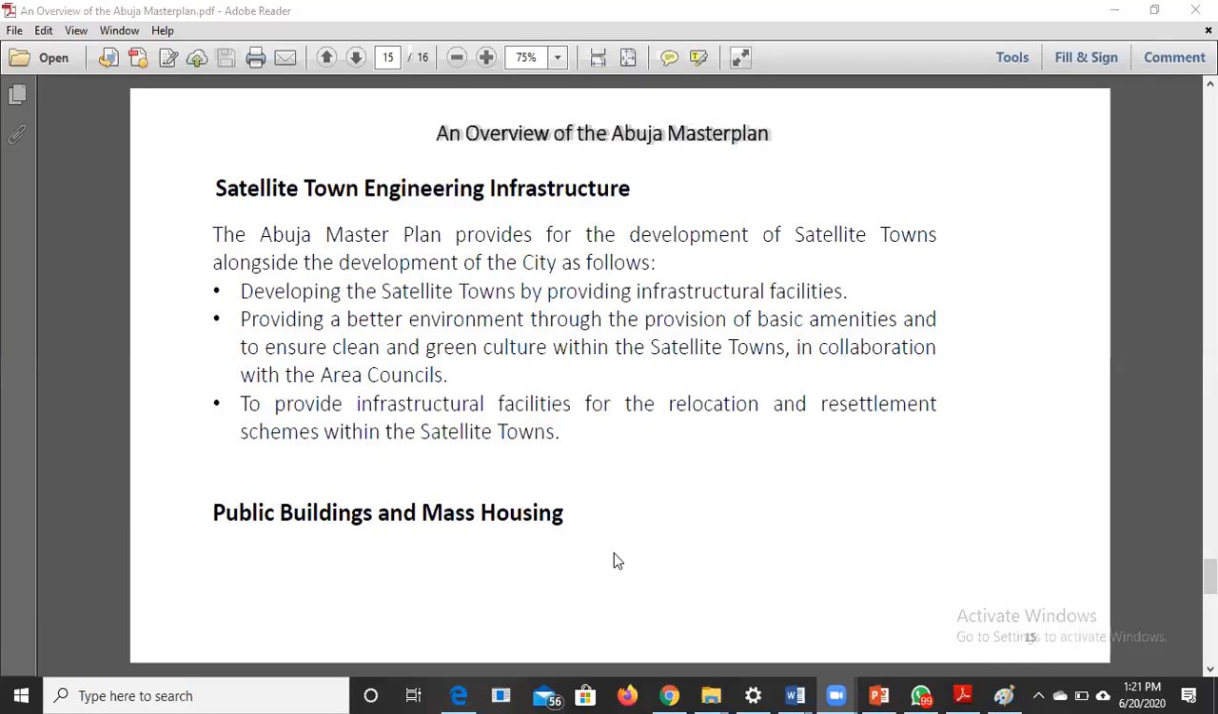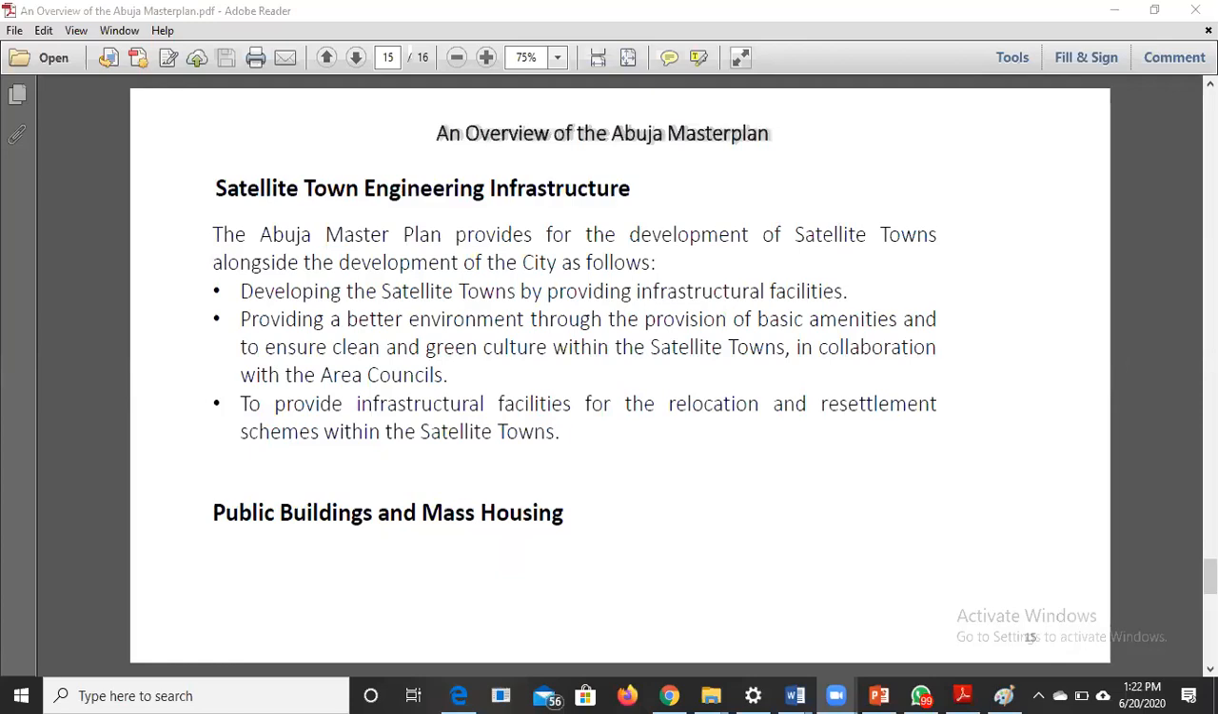As you go, we now have Buari. So those are our satellite towns. They are supposed to cushion and support the city. And then they are also supposed to have engineering infrastructure, but the grade is not as high as that within the federal capital city.